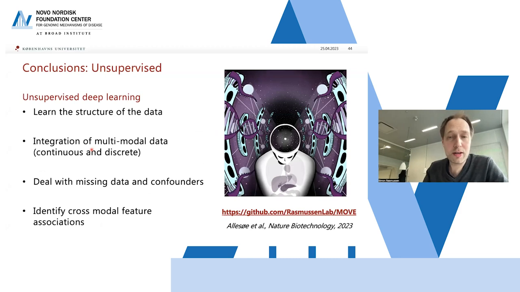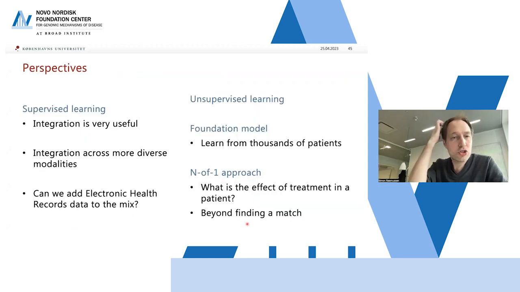Okay, so I would like to conclude here for the unsupervised part. We can use it to learn structure of various data sets, also across multimodal data. We can deal with missing data and confounders, and we can identify these cross-modal feature associations. You can try it out whenever you want, and also here for the workshop later. I also just briefly want to mention some perspectives.